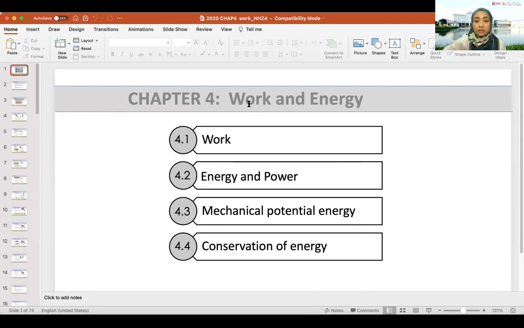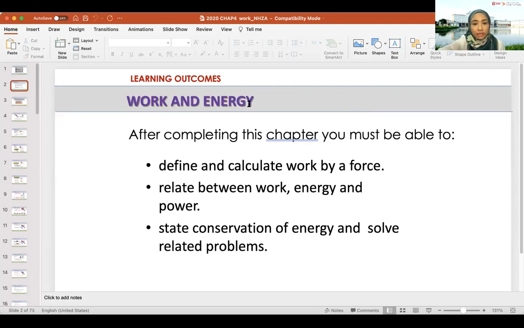So this is what it is. Okay, so work and energy. So after completing this chapter, this is our learning outcome. Define and calculate work by force. Like I told you before, it is related to force. And then relate between work, energy, and also power. So these are three things that are new in this chapter. State conservation of energy and solve related problems.